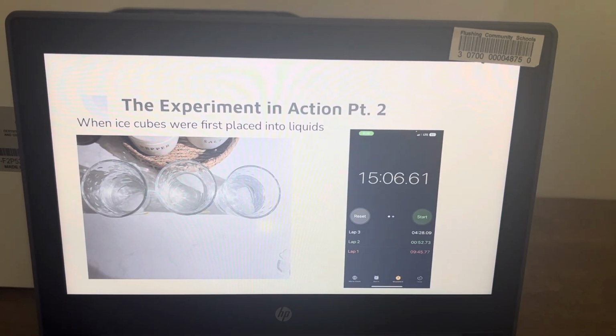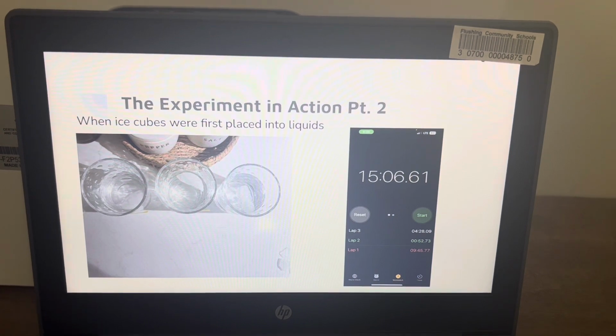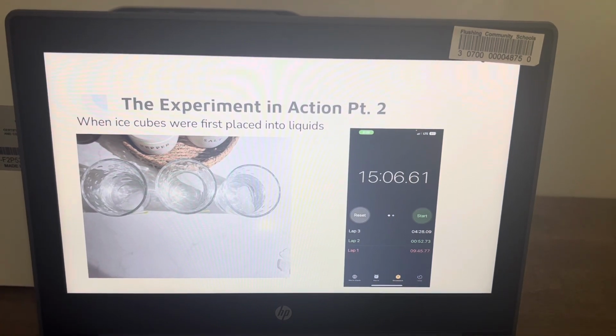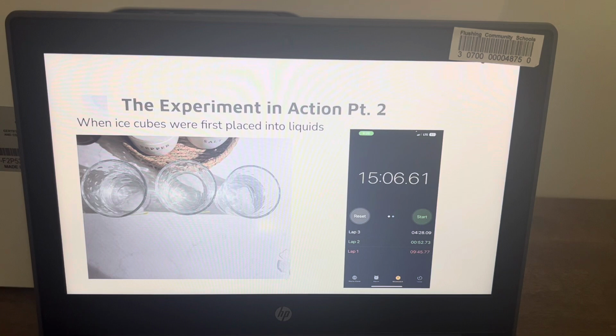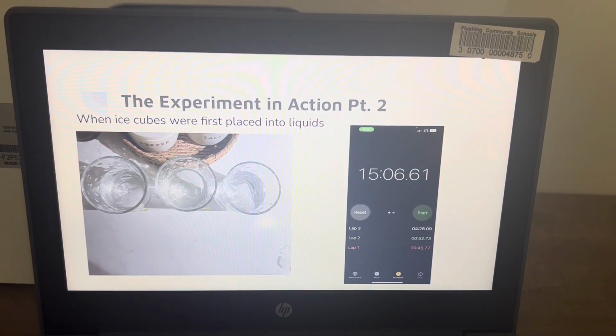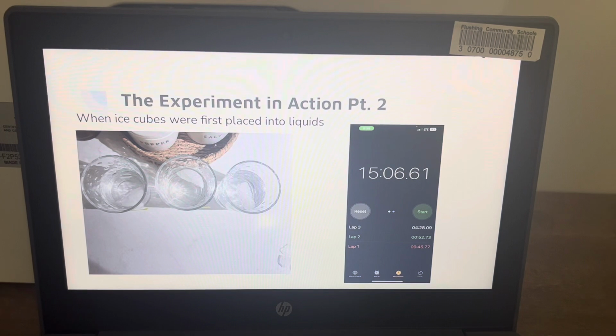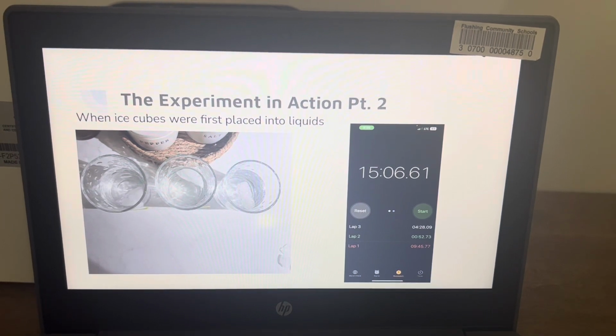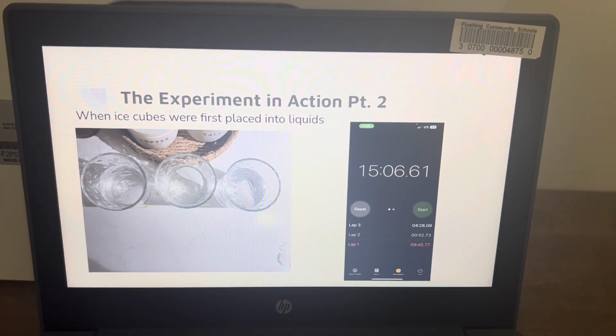This is the experiment in action part 2. This was when I had first placed the ice cubes into the liquid, which is kind of hard to see, but if you look at the glass all the way to the right, you can see the ice cube there. And then I have the timer that I had set. So lap 1 was 9:45, lap 2 was 52 seconds longer, and lap 3 was 4 minutes and 28 seconds longer. So these will play into it once I show you the chart.